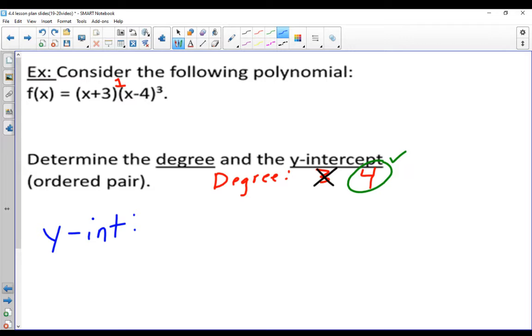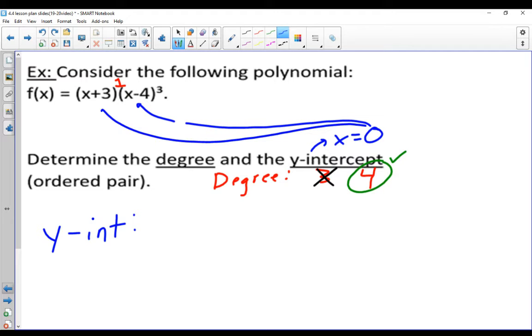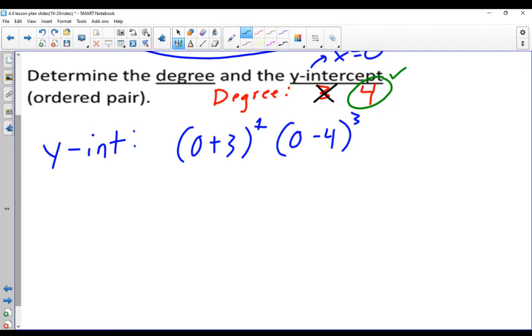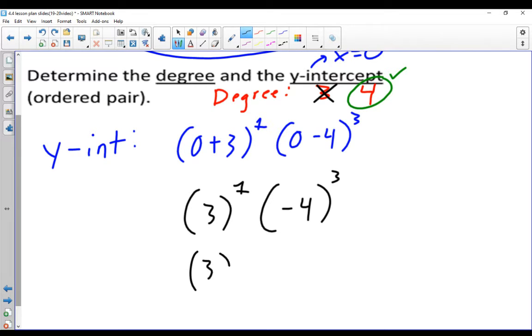And just like the bell ringer, for all y-intercepts, its opposite value is equal to 0. So take the 0, plug that in for all the x's. Let's do it. So (0 plus 3) to the power of 1, (0 minus 4) to the power of 3. Simplify from there. Okay, 0 plus 3 is 3. 0 minus 4 is -4 cubed. This becomes 3, and then -4 cubed is going to be -64.